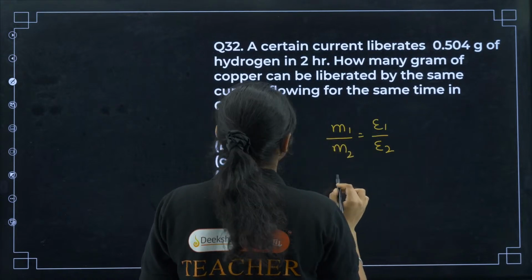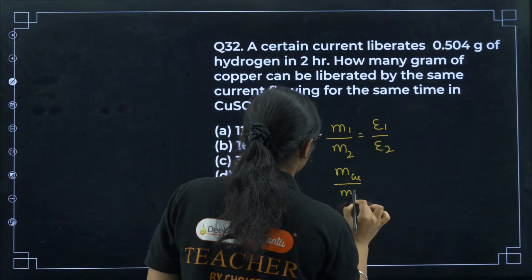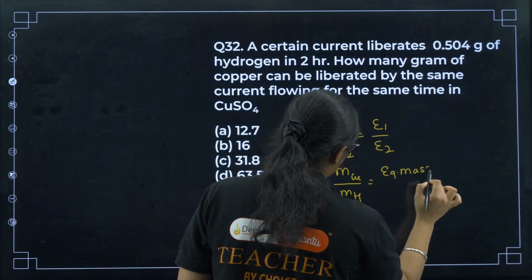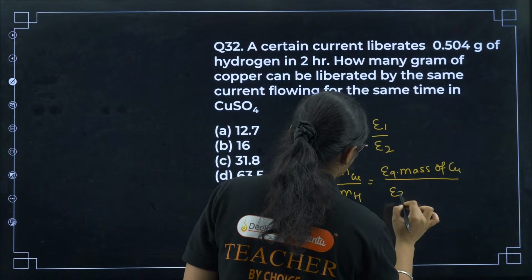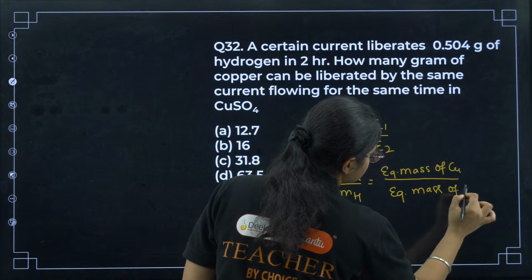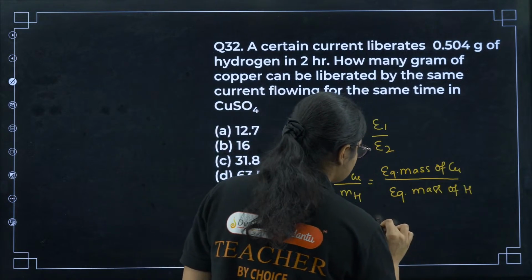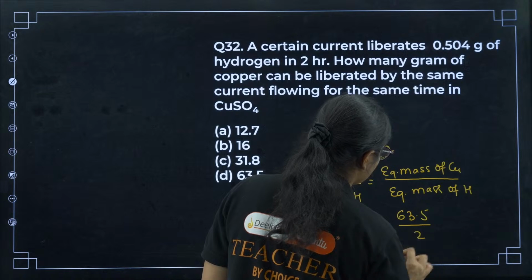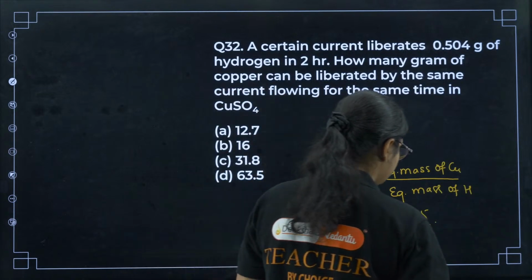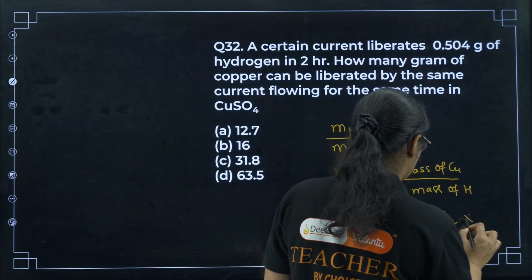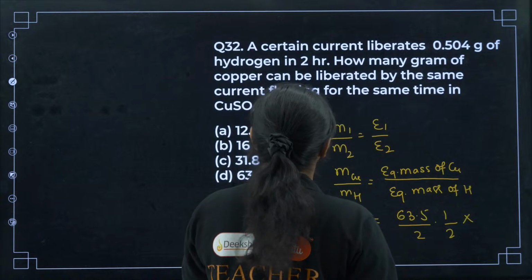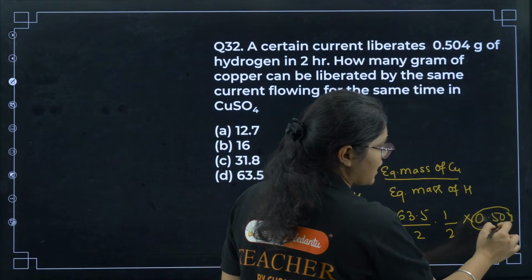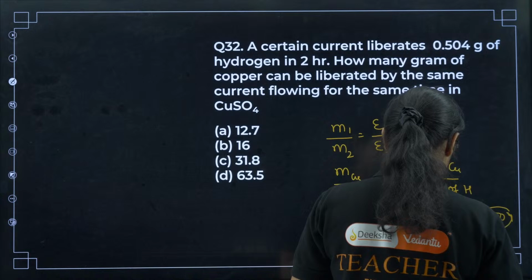So what is the mass of hydrogen deposited? Let me write like this: mass of copper by mass of hydrogen is equal to equivalent mass of copper divided by equivalent mass of hydrogen. This will be the shorter method. Equivalent mass of copper will be 63.5 by 2, and equivalent mass of hydrogen will be 2 by 2, into mass of hydrogen that is deposited. Just multiply this on this side, that is 0.504. Now see, 0.504 means almost half, 1 by 2.